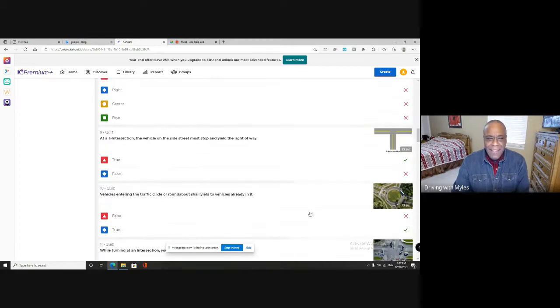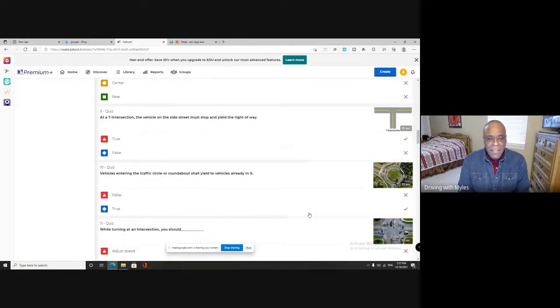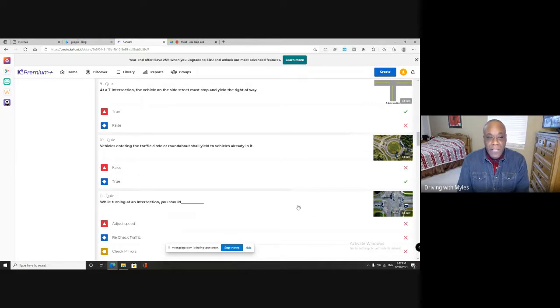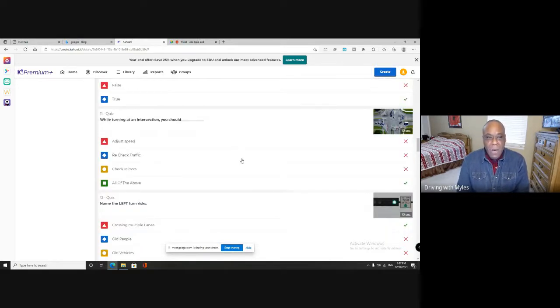Number nine, at a T intersection, the vehicle on the side of the street must stop and yield the right of way. This is true. Number 10, vehicles entering a traffic circle or roundabout should yield to vehicles already in it. This is true. Number 11, while turning at an intersection, you should check your mirrors, recheck the flow of the traffic, and adjust your speed up or down.